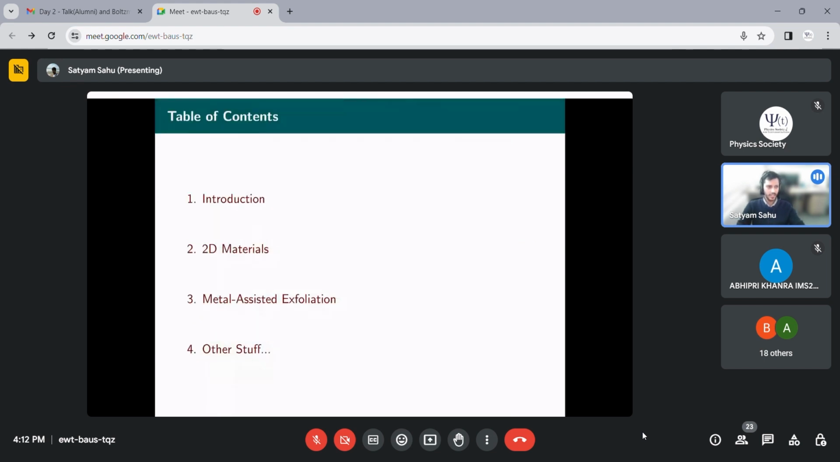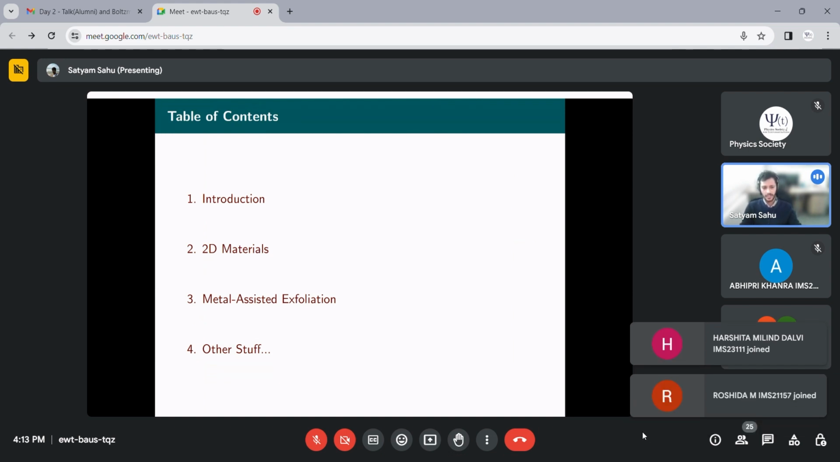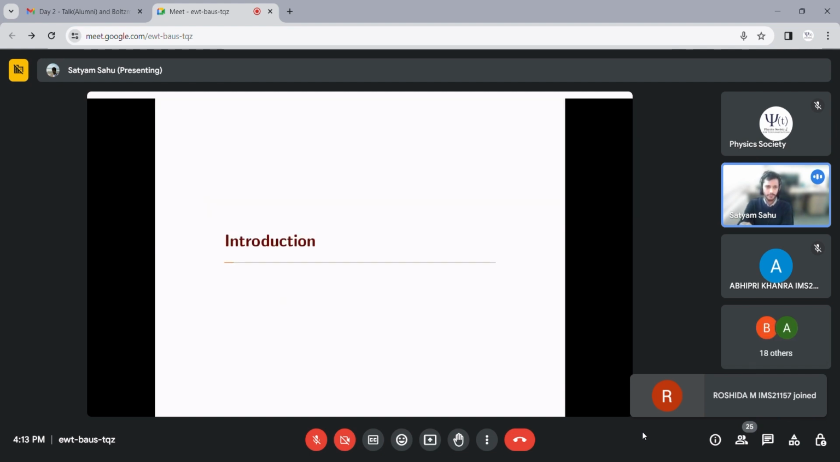Here is the outline of my talk. I'll be first giving a brief introduction of the spectroscopic techniques and two-dimensional materials, and then I'll go into the details of what are two-dimensional materials, how we can synthesize them, their properties, and most of my talk will be based on the metal-assisted exfoliation, where I will show how the different metals work and how they can change the properties of the systems. And finally, towards the end of my talk, I'll show you a bit of other things that we are doing in our group.